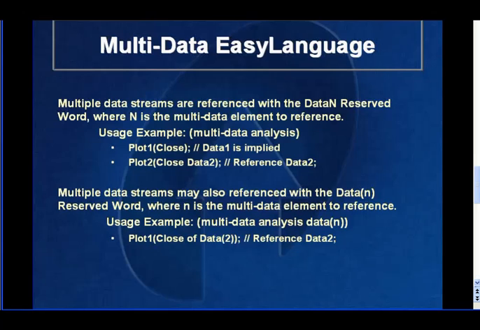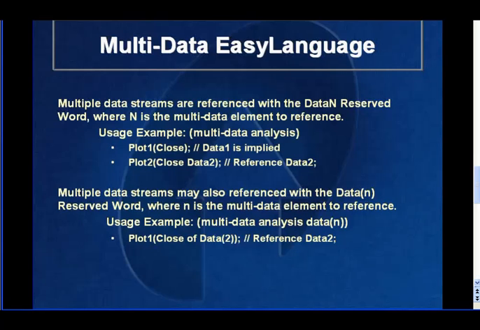One is we can explicitly say data 1, data 2, data 3 using that data reserve word, and there's no space between the number and the word data. That becomes the reserve word, and as you know, there's up to 50 data streams, so I can say close of data 1, close of data 2, close of data 49, close of data 50. Of course, if you have 50 data streams in your chart, it gets a little unwieldy to try to reference those multi-data streams in that fashion.